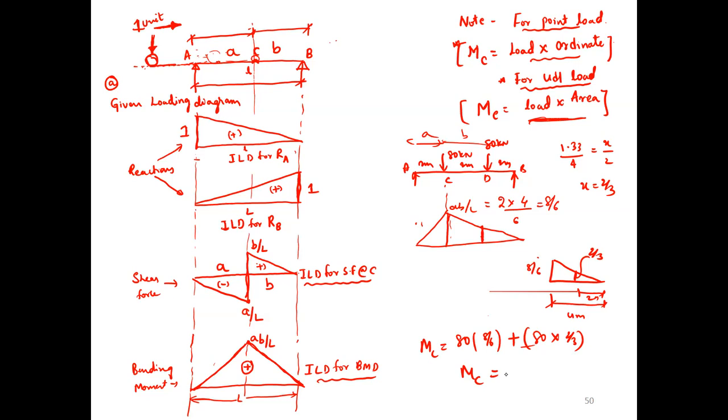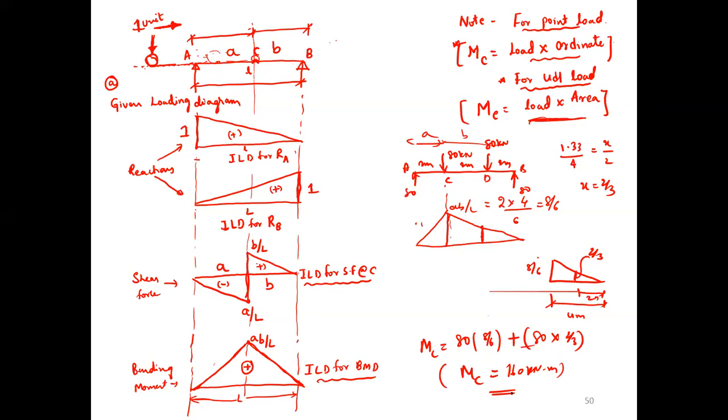How much are you getting? 80 into 8 by 6 plus 80 into 2 by 3. Are you getting 160? You have to get 160. Why? It is a symmetrical beam, I have given 80 and 80, so the reaction should be 80 and 80. So at C I want 80 plus 80, 160. Obviously you have to get 160. I have given this for understanding the concept.